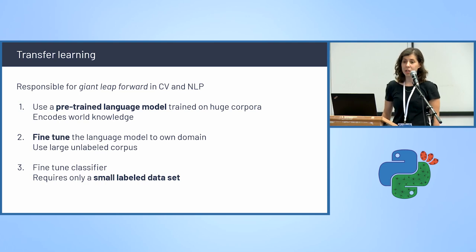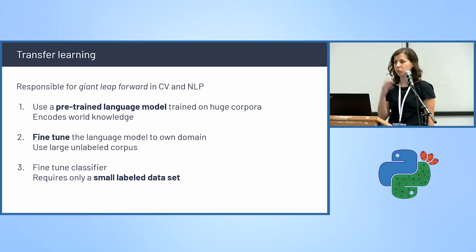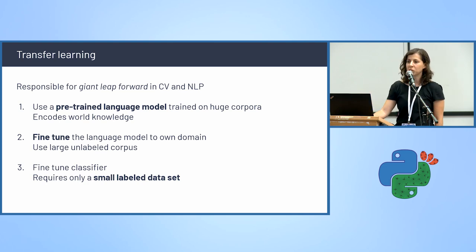So the idea is that there are pre-trained language models that were trained on huge corpora of text, Wikipedia and news corpuses, and this encodes two things. It encodes world knowledge. For example, who's the president of the United States, or, I don't know, what is photosynthesis? And it also captures, it knows English, right? It knows English very well because it was trained on a lot of text.